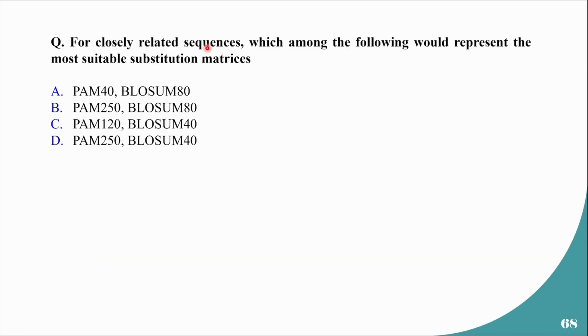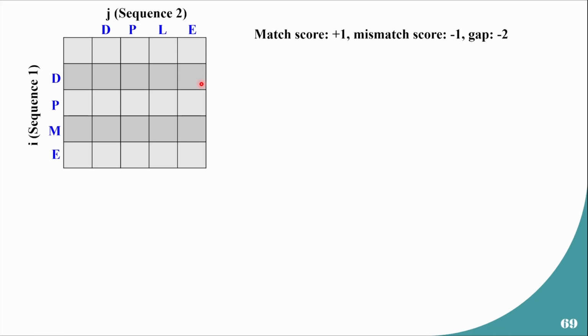And what I talked about is that for closely related sequences, which of these would be preferable? So of course, PAM lower is preferable for closely related sequences. BLOSUM higher is preferable for closely related sequences. So in this case, for example, the answer could be PAM 40 and BLOSUM 80 for closely related sequences, right?